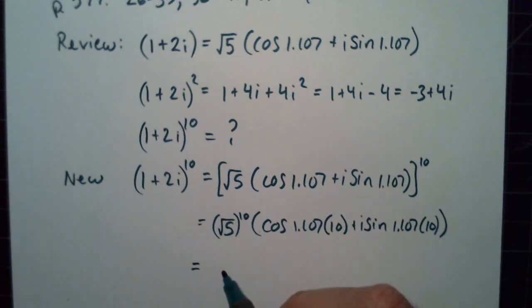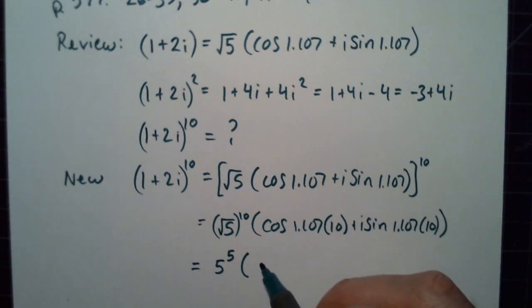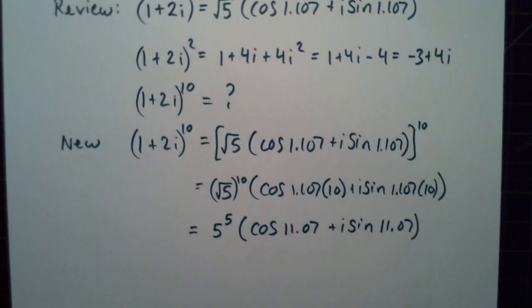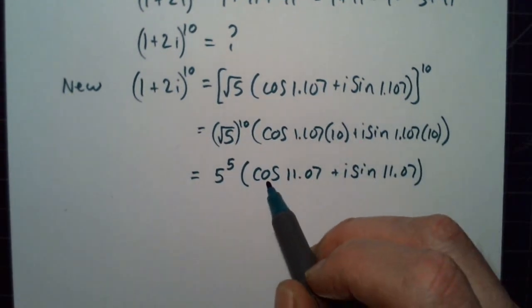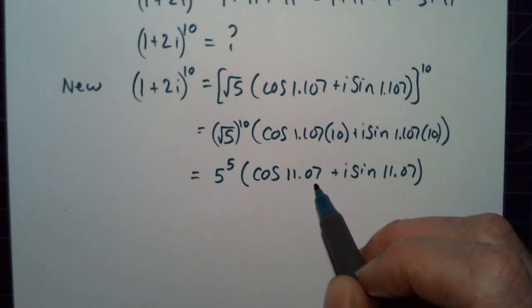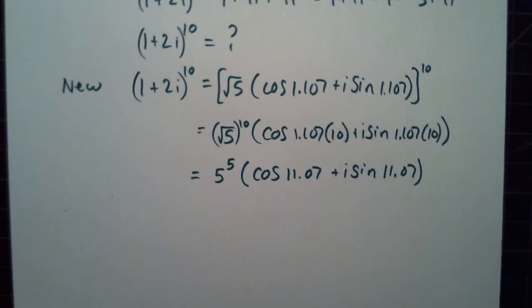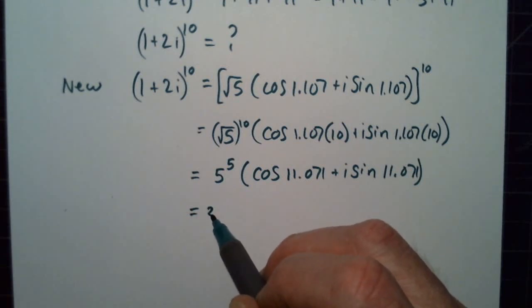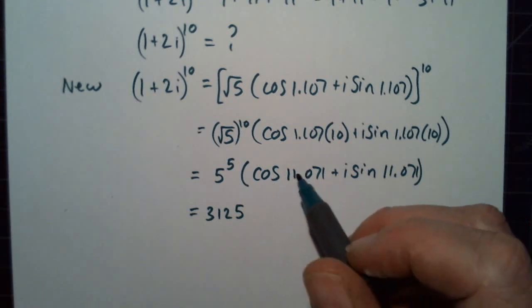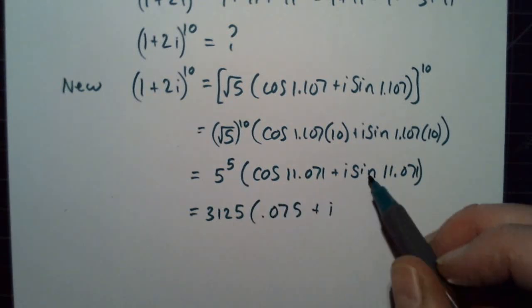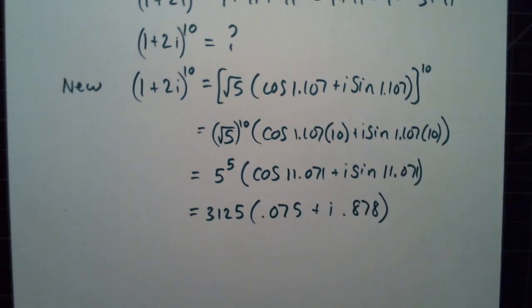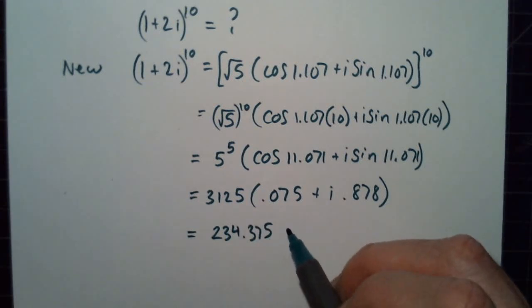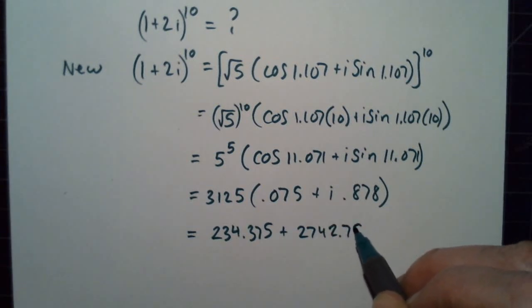This is 5 to the 1/2. 1/2 times 10, so it's 5 to the 5th. If we evaluate cosine of 11.07 radians, I have a 1 here, so I'm just going to put the 1 there. And this will be 3,125. Cosine of this is 0.075. Sine of this is 0.878. Then we can distribute this to each of those, and we were able to evaluate the power of a complex number without doing a lot of distribution.